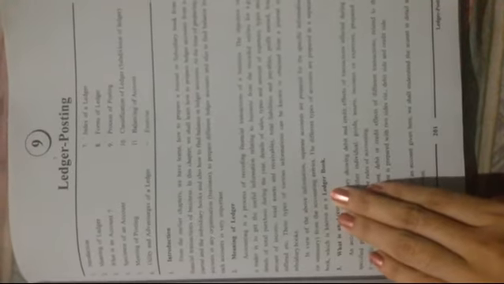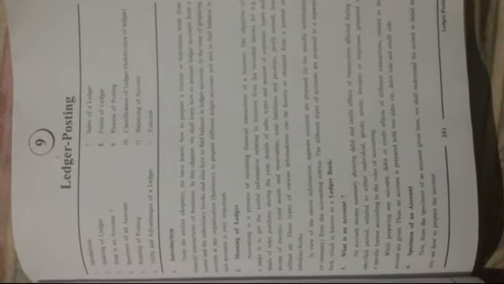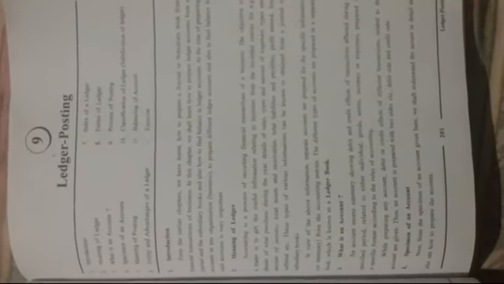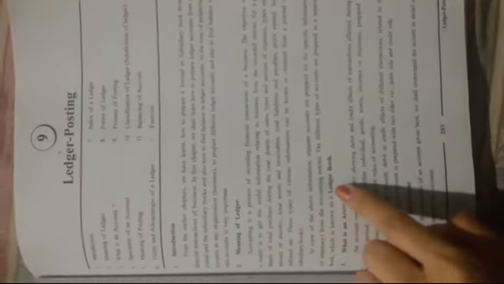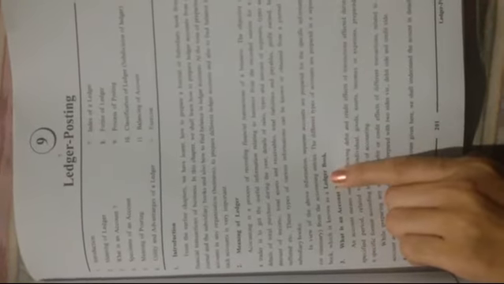So, in a ledger book, different types of accounts are prepared to know the information of each separate account. For example, cash account, purchase account, sales account, expenses account, incomes account, assets account, receivables account, liabilities account. These are the separate types of accounts which are prepared in a separate book, which is known as a ledger book.